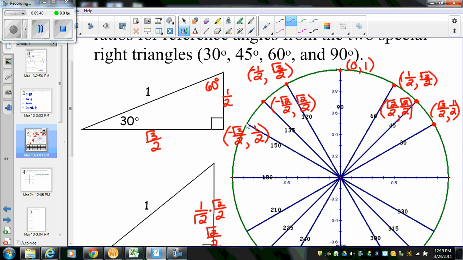Okay, so I want you to pause the video now, and I want you to go through and fill out the entire bottom half of the unit circle, from 180 degrees all the way around to 360 degrees.